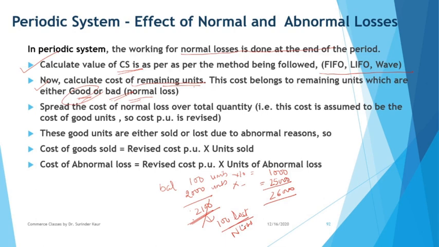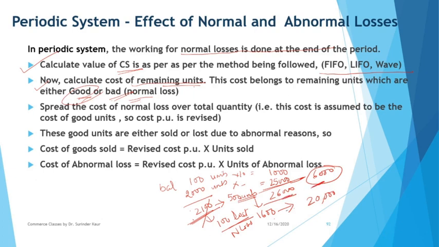But that spreading will be done after determining closing stock. So out of 2100, we'll go to the stores and measure the closing stock. Suppose our closing stock is 500 units. As per FIFO, LIFO or weighted average method, the cost of these units will be calculated and separated out. Now we'll determine the cost of the remaining 1600 units. Suppose the cost of these 500 units is say 6000 rupees as per the method we are following. So the cost of 1600 units will be 20,000.